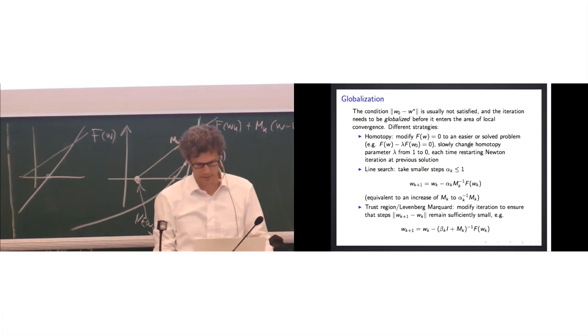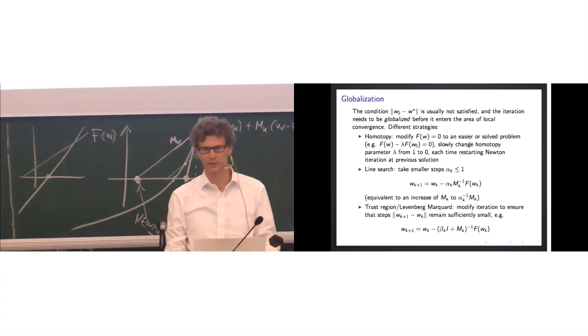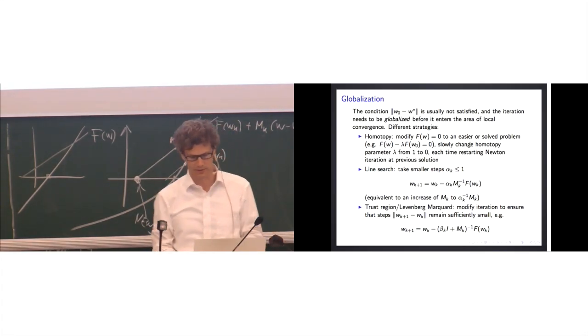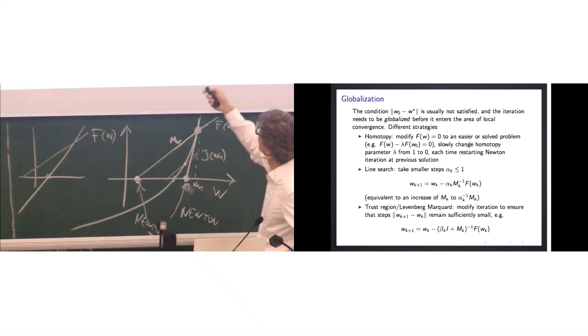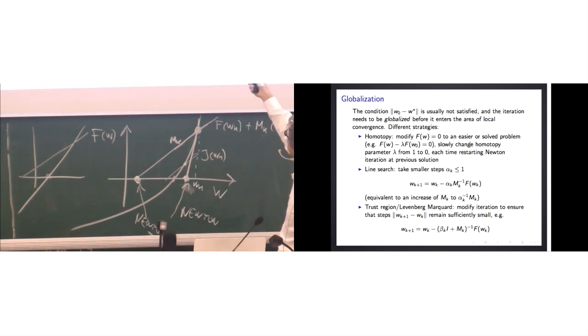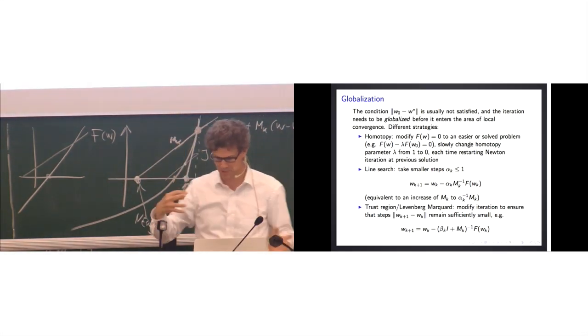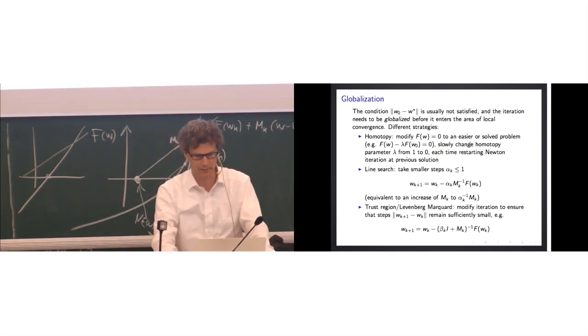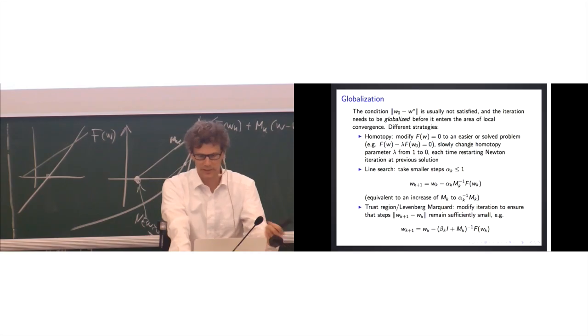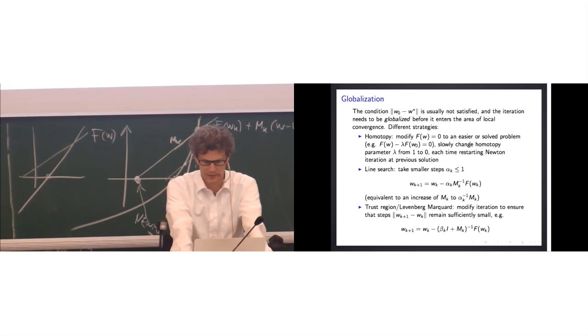So these are different families, and they are of course all extremely related with each other. Yeah? I should also say that the homotopy is closely related to the line search, because in some sense we just reduce the residual by having this lambda, which you could either interpret as increasing the matrix M, or as making the F smaller. So these are all different perspectives on the same thing. What you want is basically that your steps are not getting too big to bring you out of the area of convergence.